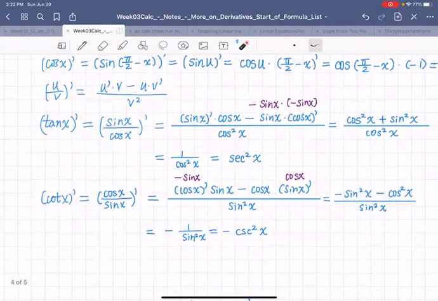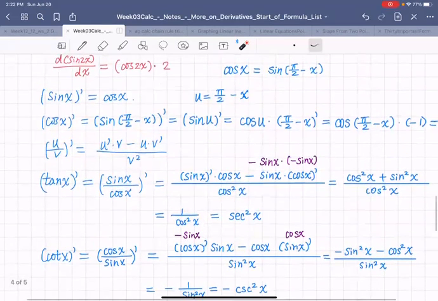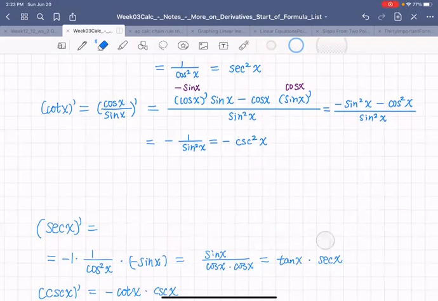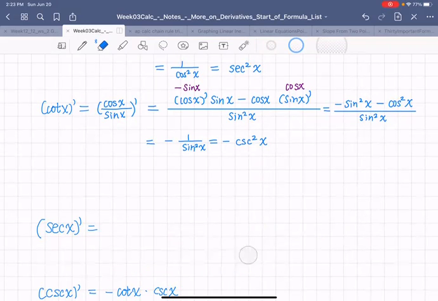Product rule, chain rule, quotient rule, power rule, sine x, cosine x, tangent, cotangent. And next we will do the secant and cosecant. Secant x. Any volunteer who wants to do the secant x derivative with me together? Any volunteer?